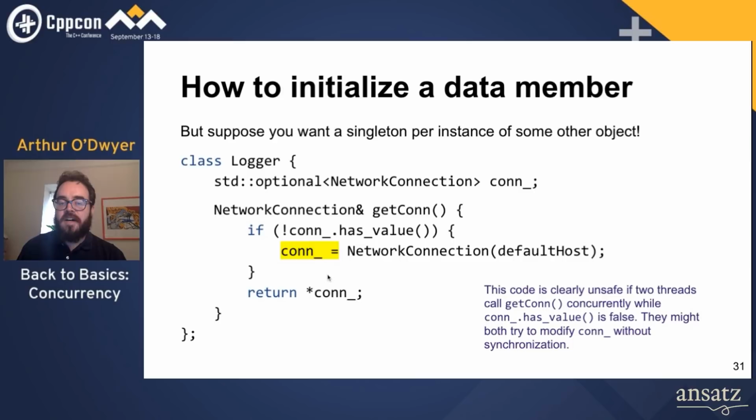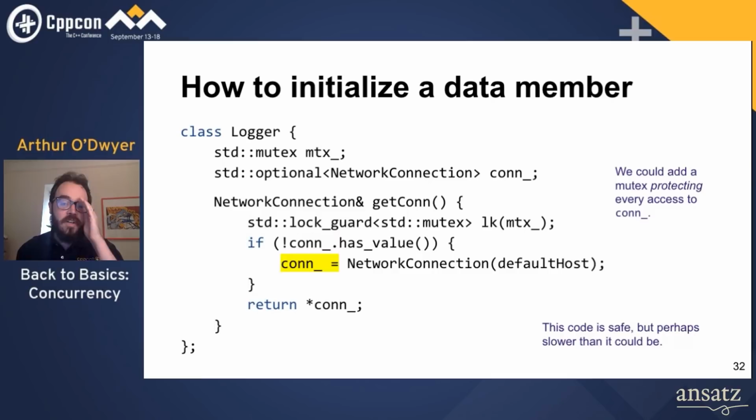But this code is clearly unsafe. It's not thread safe. If two threads call getcon concurrently as the first call, because they will both look at con, they'll see it doesn't have a value yet. They will both construct a network connection. They will both try to write to con. This is a data race. How do we fix that?